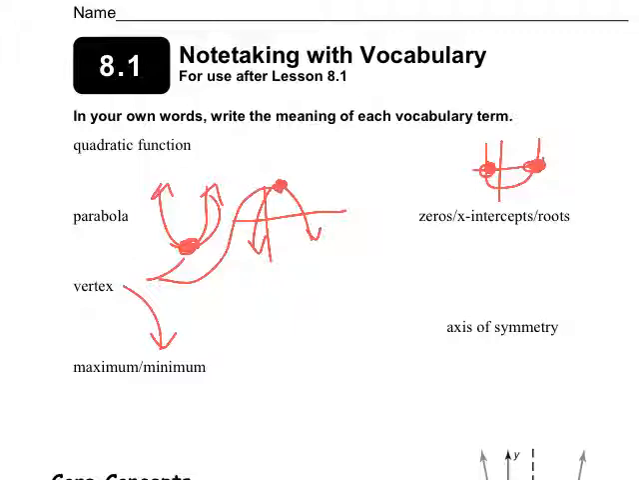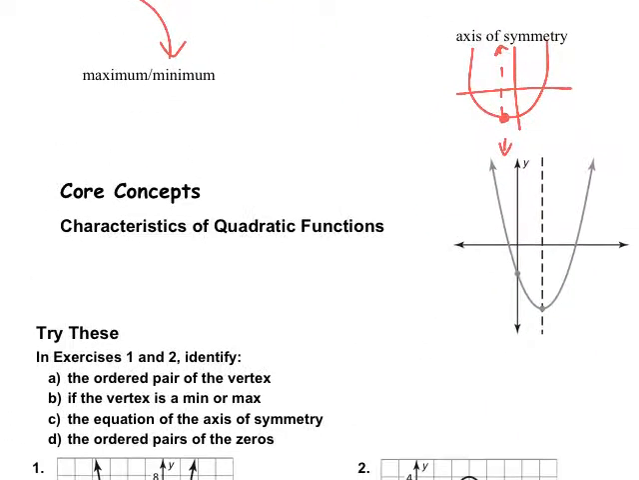And then the axis of symmetry. So if this is my vertex, then this dotted line right here would be my axis of symmetry. The axis of symmetry is significant because, I know my picture's not very good, but this side of the parabola should mirror or be symmetrical to this side of the parabola. So this unit, or this lesson, is all about just identifying stuff, okay?